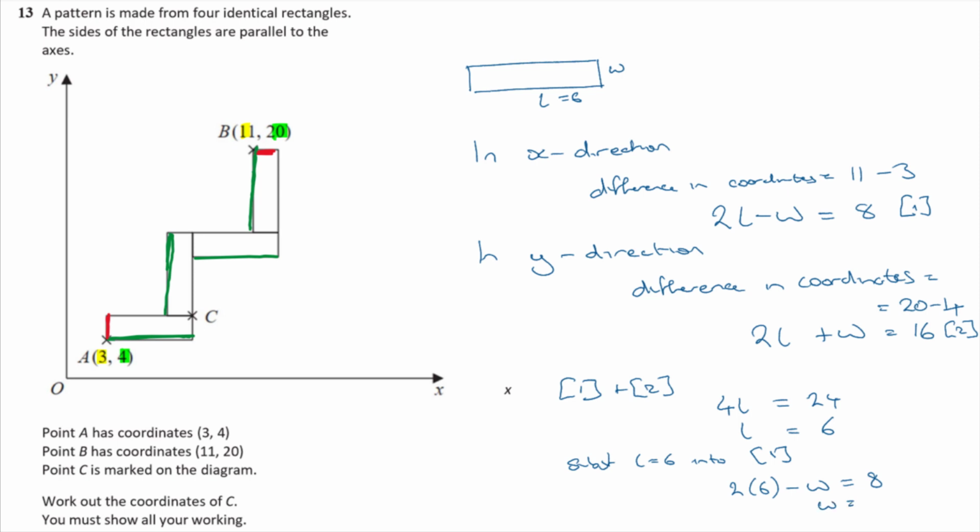So W is equal to 4 then, isn't it? Okay. So W is equal to 4. Okay, so now I know that, I should be able to work out how far it is to C.